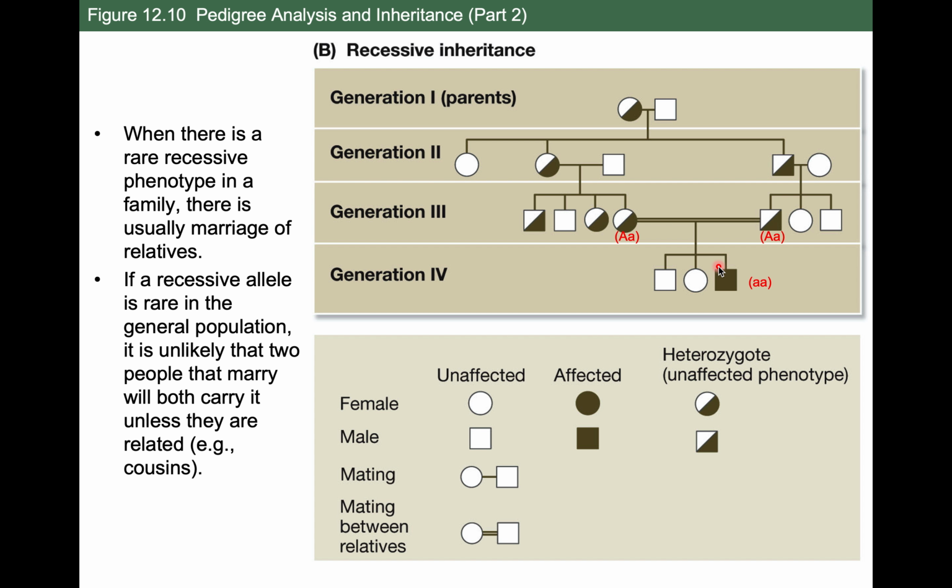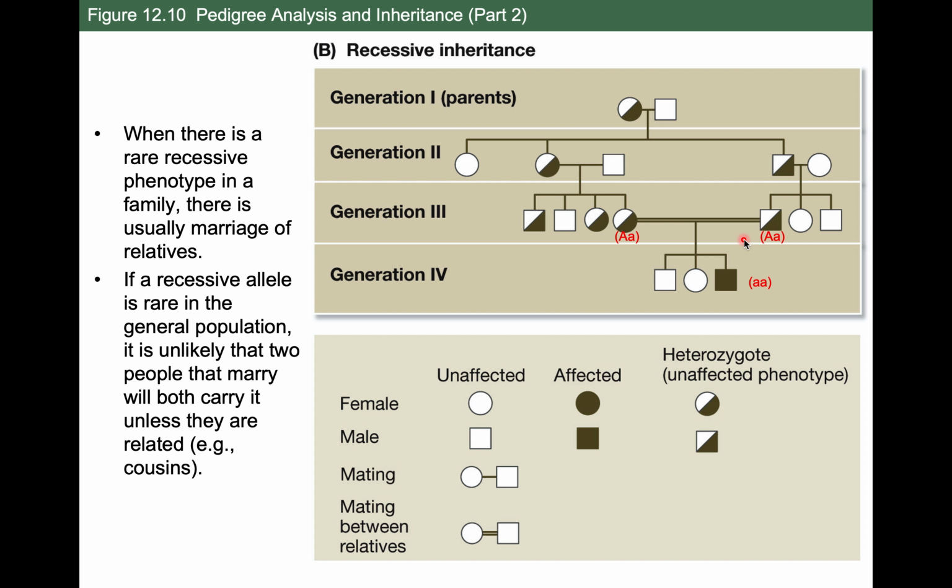because if you think of this in terms of the larger population, if this is a rare recessive disorder, the chance that one of these carriers in this family marries another carrier just at random from outside the family is very small. So it would be very unlikely that you would end up with a child with this trait. But because they're marrying within the family, it becomes much more likely.